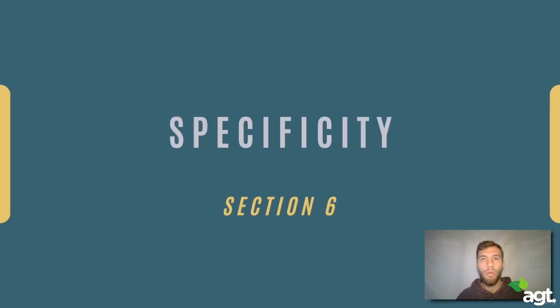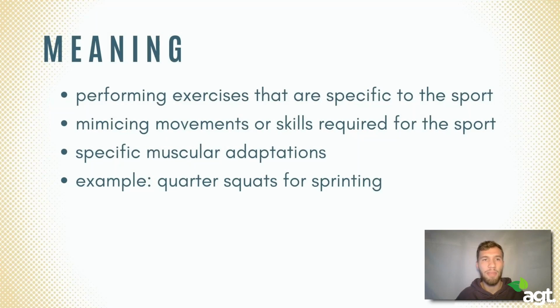I wanted to include a quick chapter talking about the concept of specificity. The meaning of specificity is we want to perform exercises that are very specific to the sport. So let's say you're a sprinter and you want to increase your maximal strength. Well, maximal strength and sprinting, it goes together, yes. Increasing our maximal strength can help us raise the roof also for sprinting, but it depends what exercise you're doing in order to increase your maximal strength.